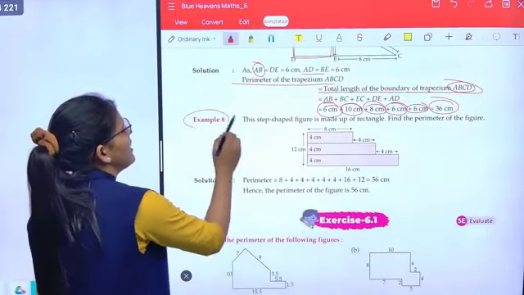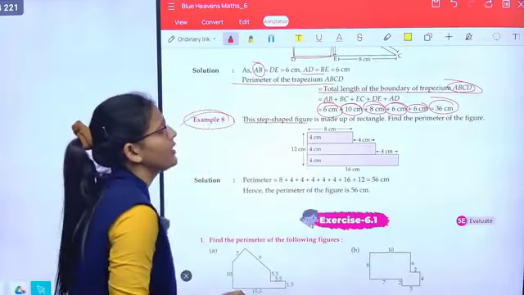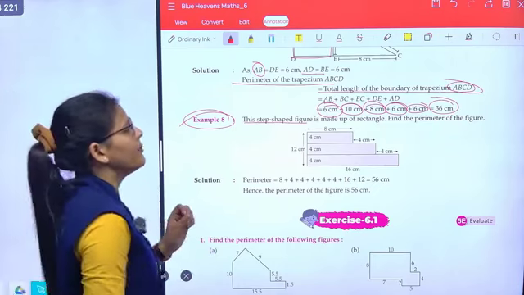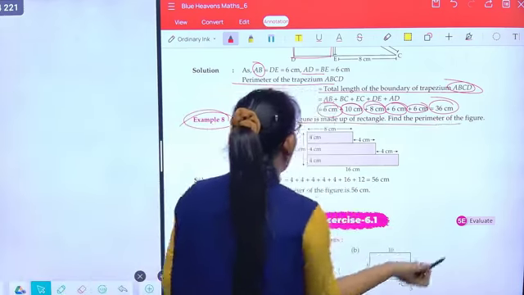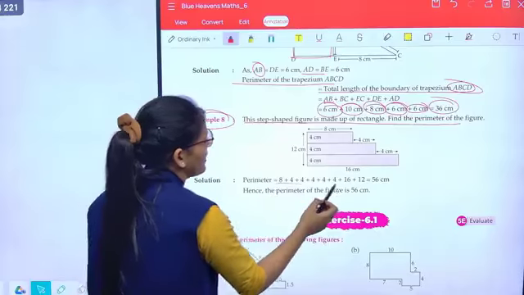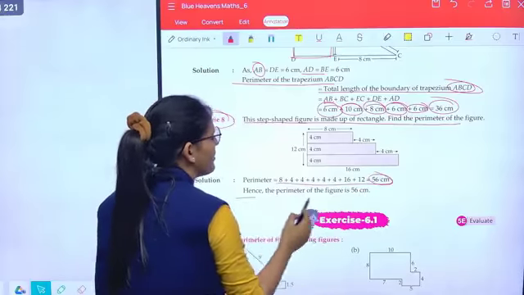Example number 8, this step-shaped figure is made up of rectangles. Find the perimeter of the figure. Class, now what will we do? We will add all of these, that is 56 centimeter. Hence the perimeter of the figure is this.